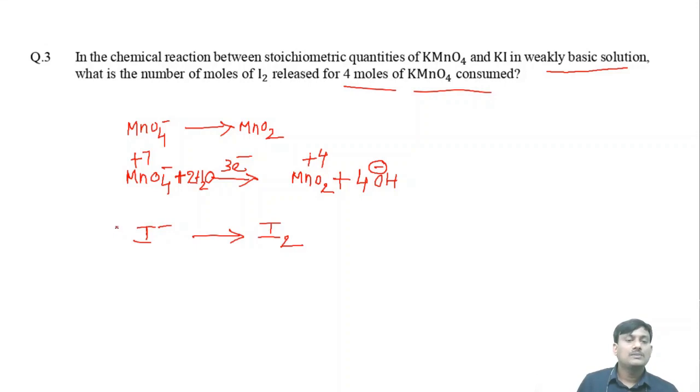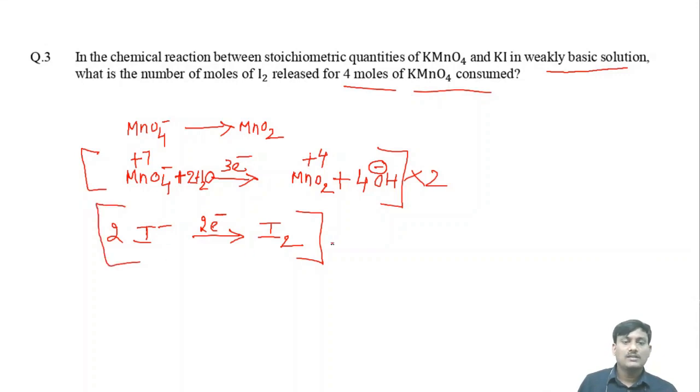So here you can balance 2I minus gives rise to I2. Here how many electrons are involved? 2 electrons are involved. So you have to balance the electrons. How can you balance electrons? If you multiply this one with 2 and this one with 3, then you can balance electrons. There is a cancellation of 6 electrons.